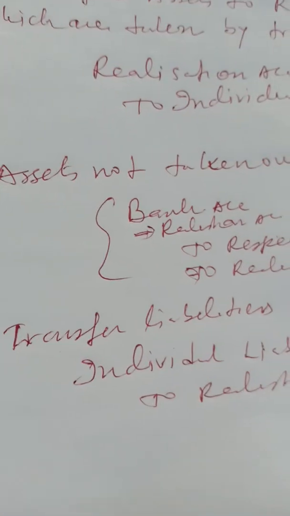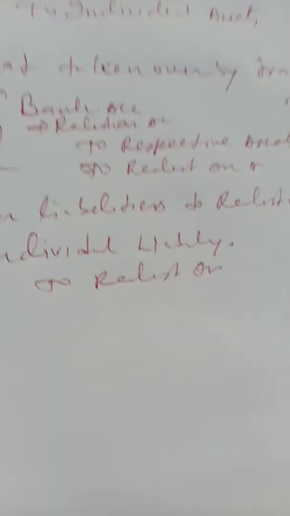Now we come to the third entry, about the liabilities. That means transfer liabilities to realization account. The entry is individual liability account debit to realization account. It is the opposite of the first entry. The first entry is realization account debit to the respective individual assets. Now we write individual liability debit to realization account.